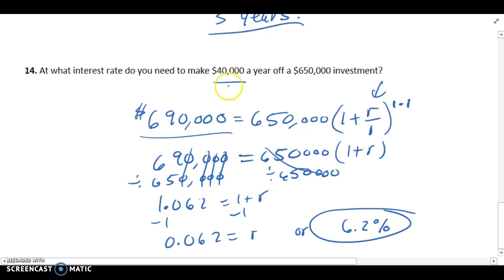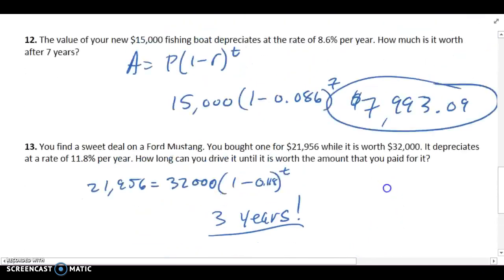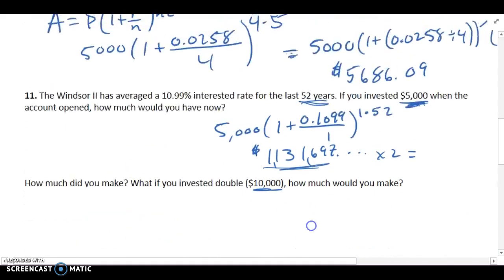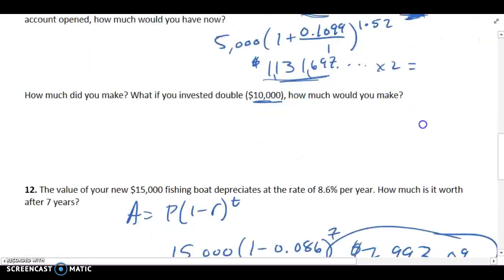Okay, so you can make as much as a teacher without ever working if you have this much money saved in a 6.2% account. Is that possible? Well, I just told you ahead, right up here. The Windsor 2 has averaged 10.99% for the last 52 years. So it's very possible to make as much money as a teacher.